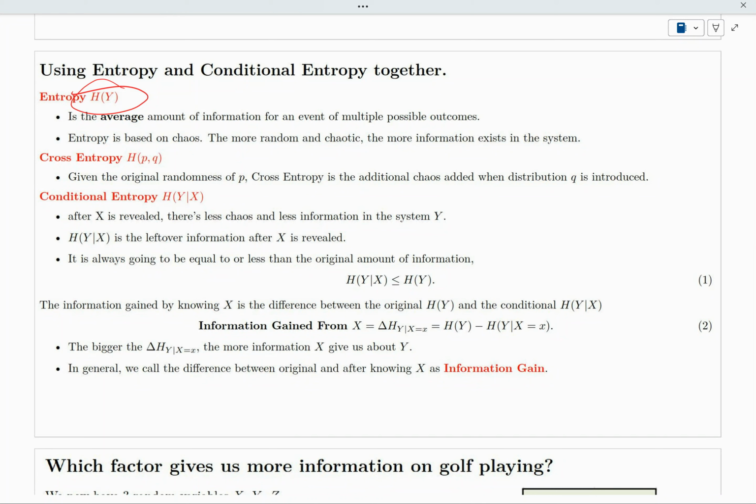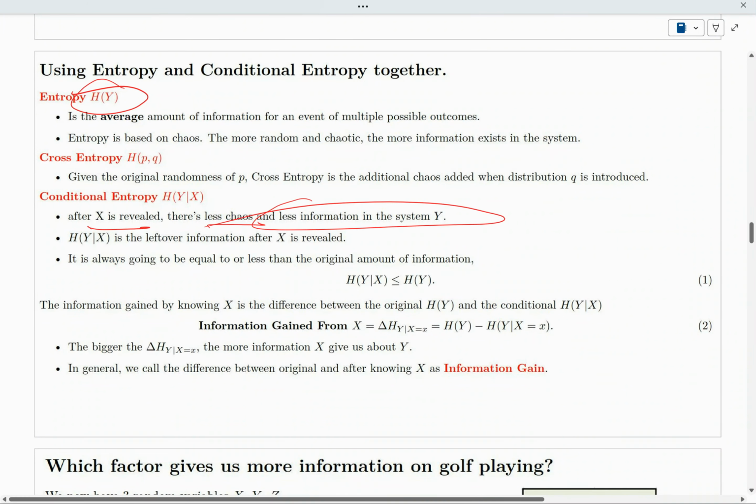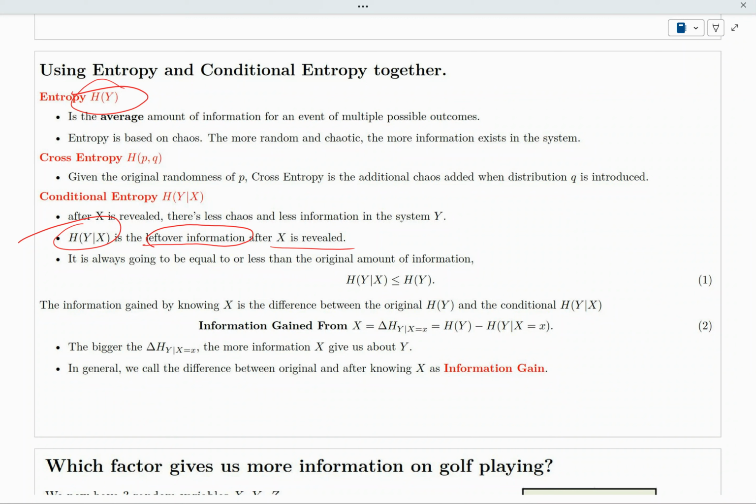Okay, so cross entropy is when you add more chaos. Conditional entropy is when you add more certainty, when you decrease the chaos. So after X is revealed, there's less chaos and less information in the system. Therefore, you can picture the conditional entropy as the leftover information after X is revealed, right? Maybe after X is revealed, X doesn't tell you anything. Therefore, you still have the same amount. Or if X is revealed and X is equal to Y, therefore everything is revealed, right?